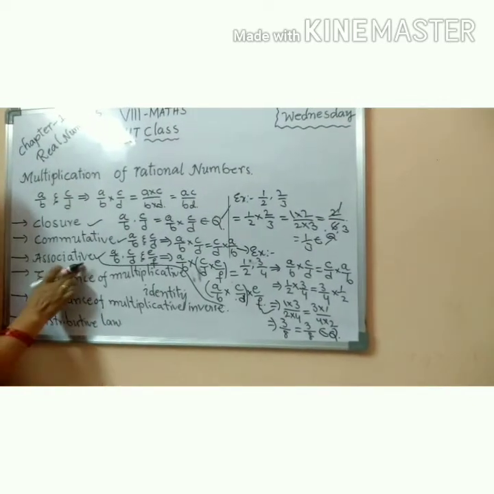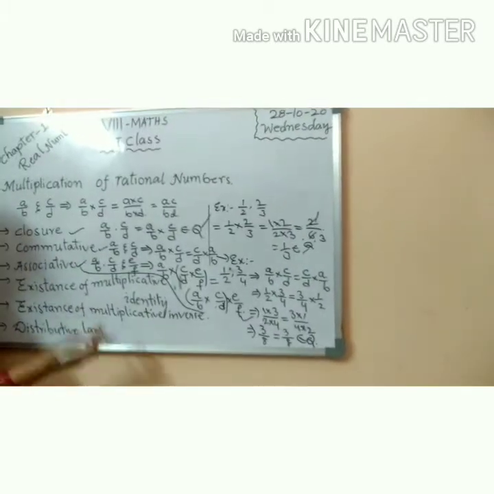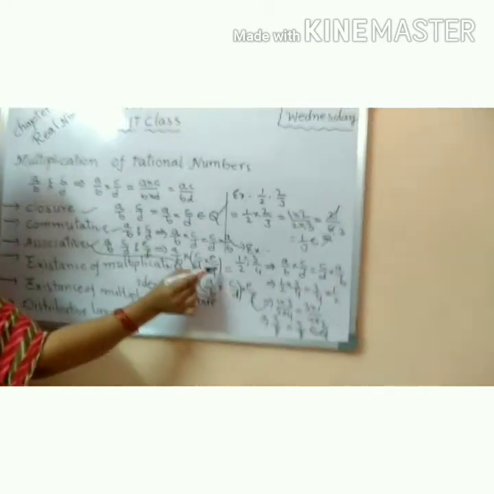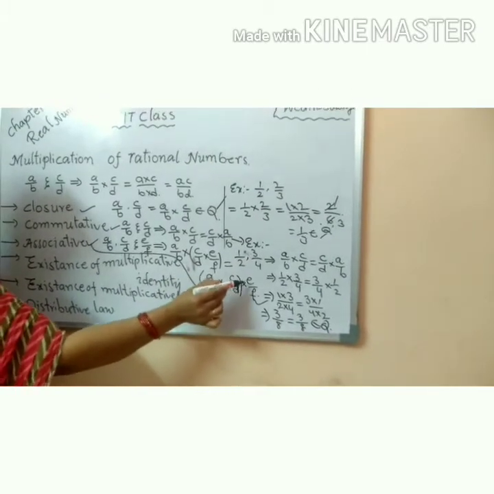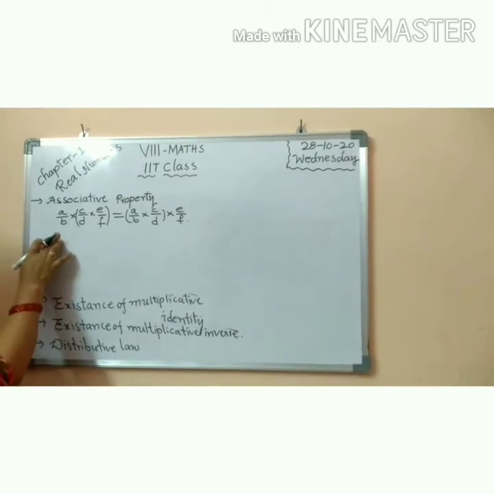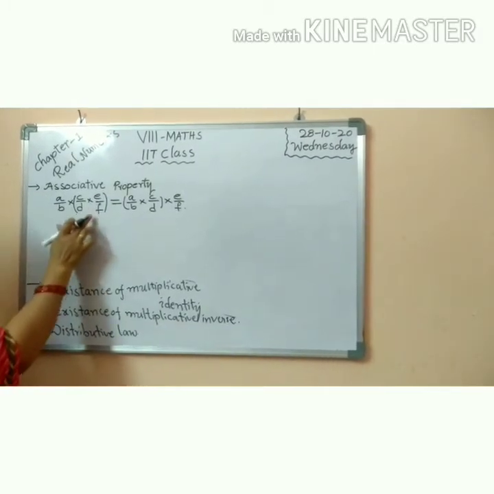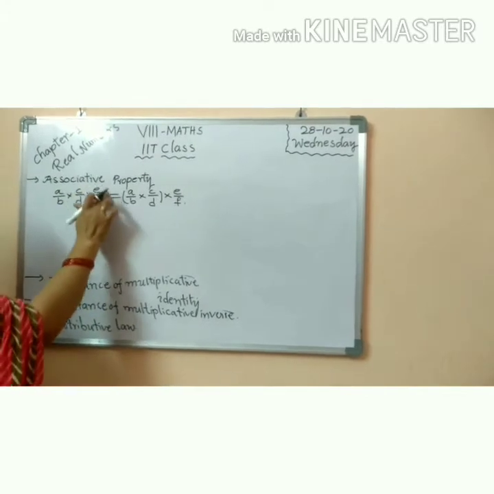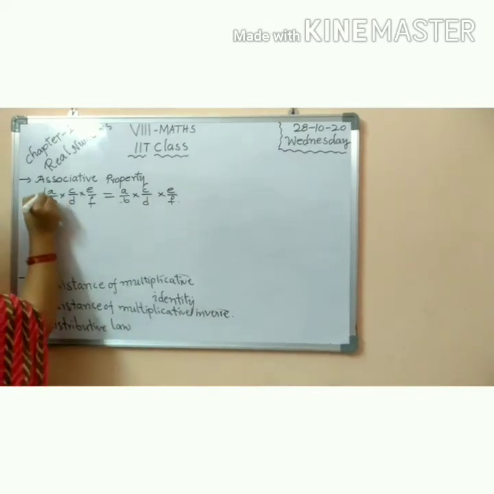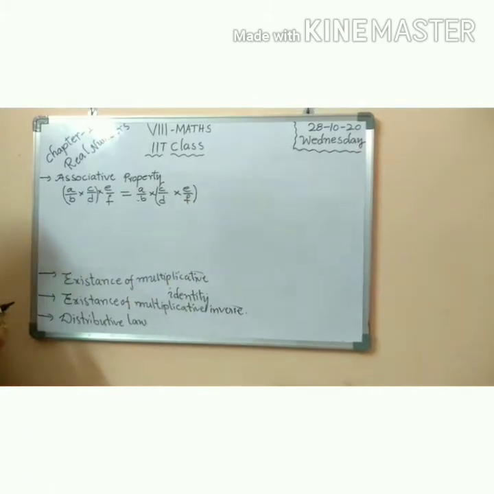Associative property rule: you have to take any three rational numbers, then multiply them in any grouping. A by b into c by d into e by f is equal to a by b into c by d into e by f. This rule is under multiplication.